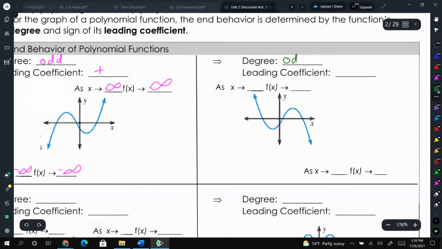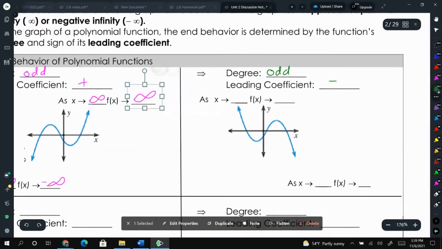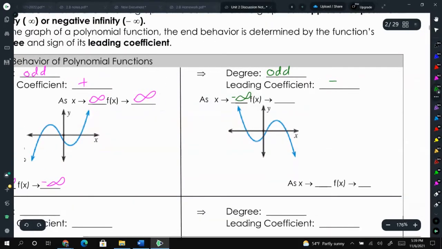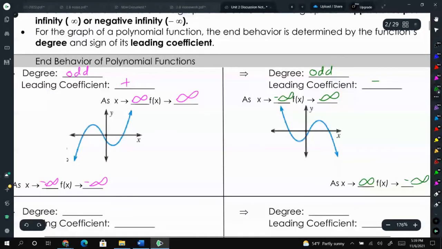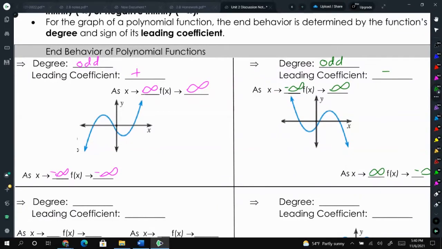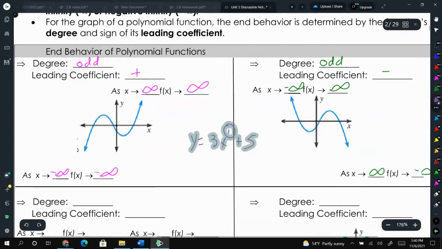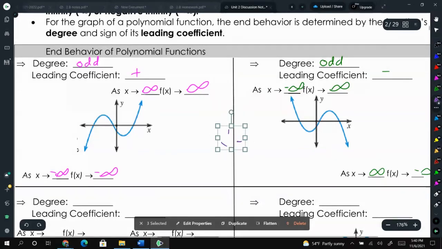If your degree is odd and your leading coefficient is negative, it's going to be the opposite of what we just had. So the left side is going to go up. So as x approaches negative infinity, y approaches positive infinity. And as x approaches positive infinity, f of x or y approaches negative infinity. So if you have an odd degree function, you will see that the ends go in opposite directions. And if you think about a line, y equals 3x plus 5, that is an odd degree function. You have that invisible 1 here. And we know with a line, the ends go in opposite directions. So we just apply that to all odd degree functions.